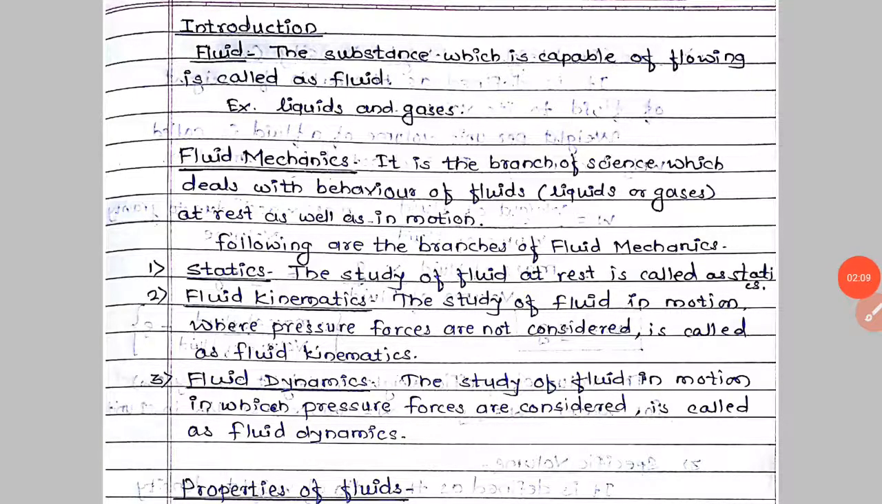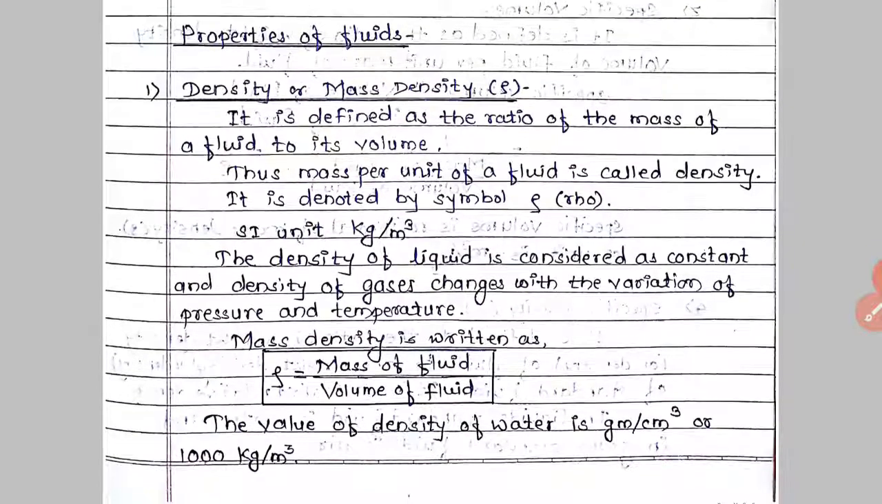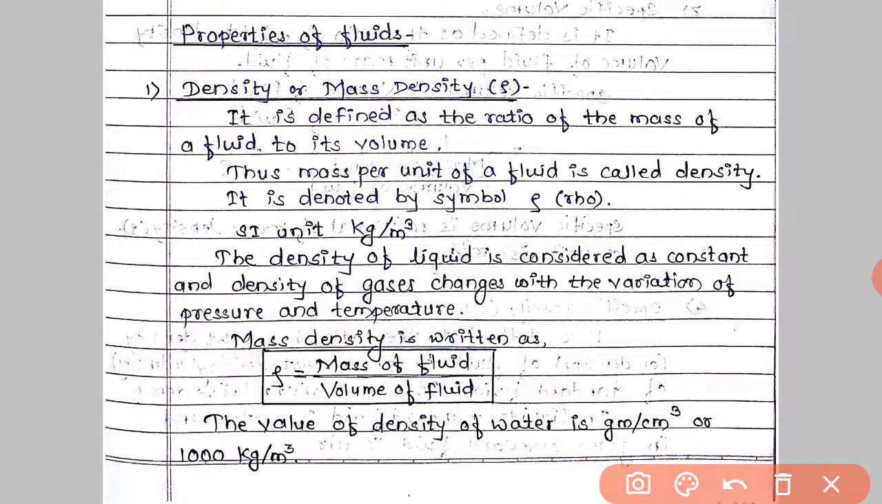Now we are going to see different properties of fluid. So first property is density or mass density. What is density? Density is defined as ratio of mass of the fluid to its volume. So mass per unit volume of fluid is called as density, and it is denoted by the Greek symbol rho.